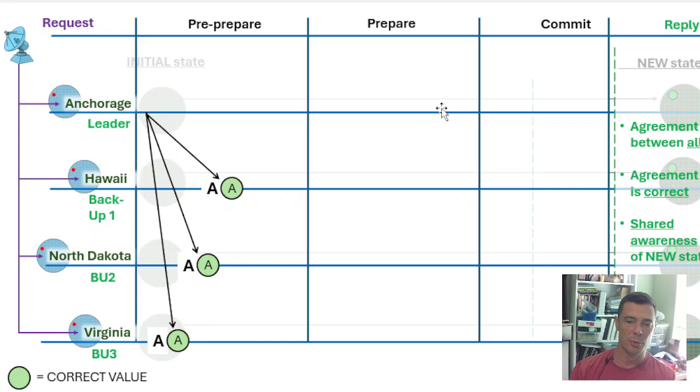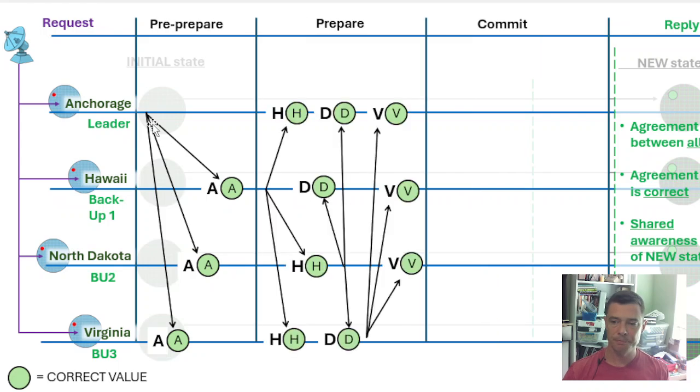But for now, we're going to assume no faults with the leader. In the pre-prepare phase, the leader is going to send the value that it has out to all the other nodes. Then in the prepare phase, all the other nodes are going to send their value out to everyone else on the team, all the other nodes that are involved in this as well.